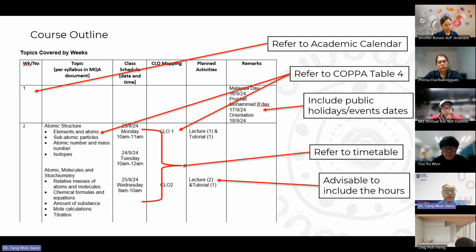Okay, continue. The remarks over here, what to put in the remarks. The first thing we put is, of course, the public holidays or events that we already know the dates. We put it here under remarks so that we can check whether these public holidays or events clash with our session. If yes, then we have to plan for replacement classes. So that's why we have to plan everything in advance.